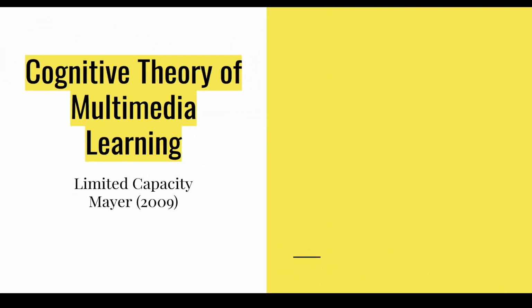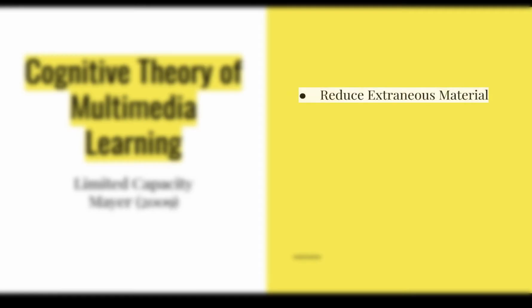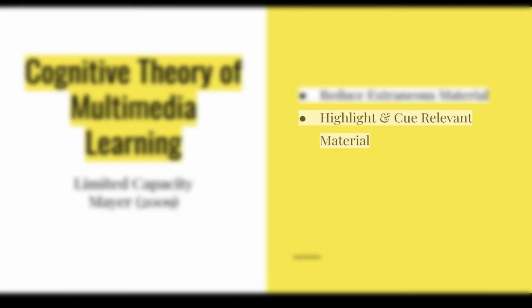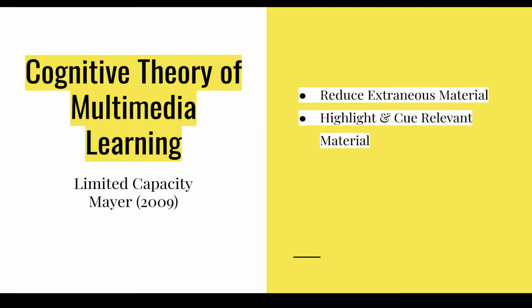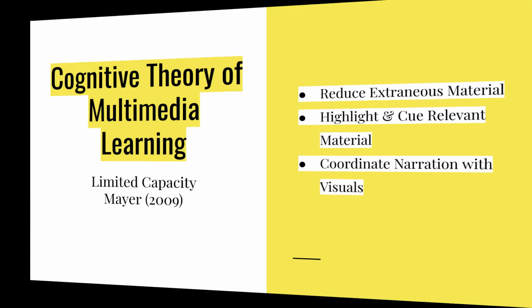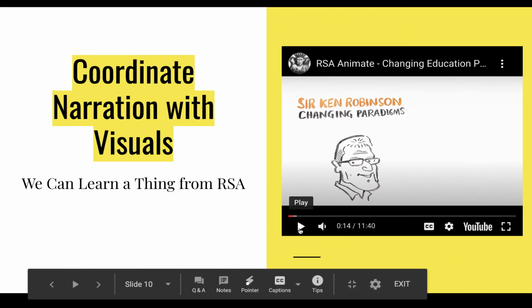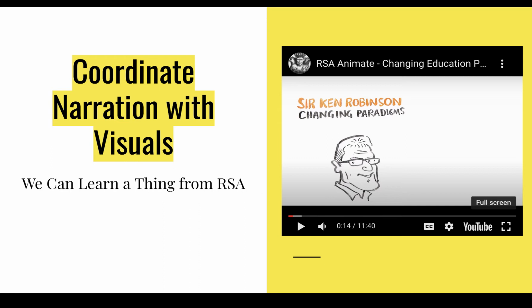Mayer argued that because our visual and auditory channels in our brain are limited, we need to reduce extraneous material, highlight or cue relevant material, and coordinate the narration with our visuals. If we're going to optimize students' learning potential, we need to make sure we coordinate our narration with the graphics and text. Let's look at a classic example.